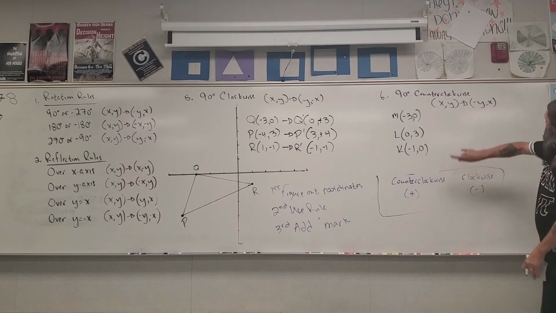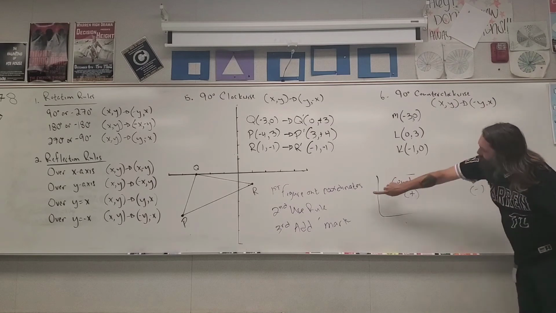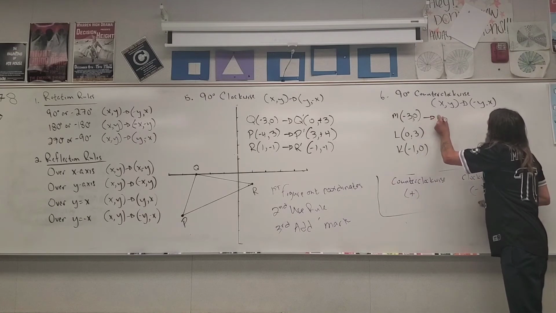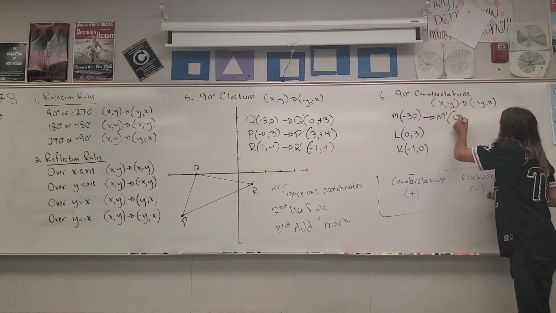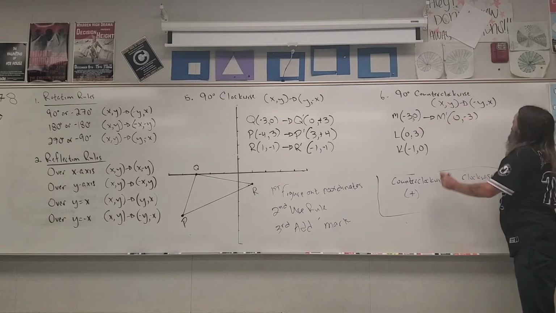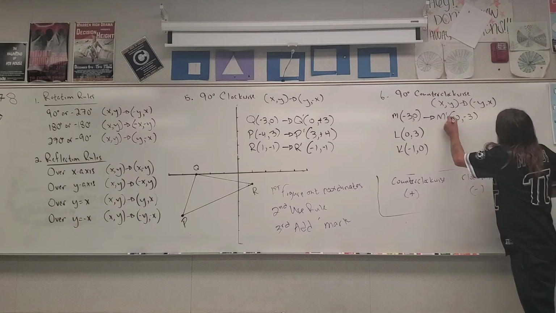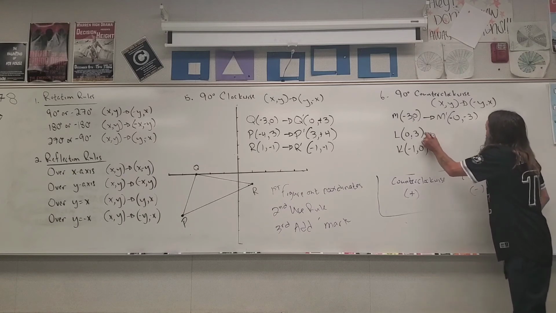All right, so what happens is I change the order, and then I change the sign of the first number. So again, I'm going to use a rule. I'm going to add the prime mark. M goes to M prime. I'm going to switch the order, so that becomes 0, -3, and then I have to make that one negative. Well, 0 doesn't have a sign, but we can still put a minus in front of it if you're not sure. Right? L goes to L prime.